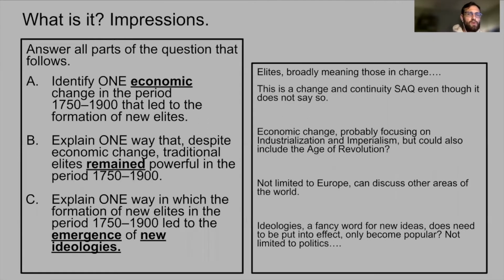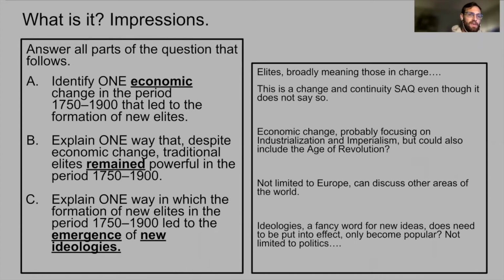So some of my first impressions are that this question uses the word elites a lot, and elites generally just means those in charge. So it's being very broad and just asking about people in charge and how they changed and didn't change. And so even though it doesn't use the term change and continuity, this SAQ seems to be asking about change and continuity, especially B and C.